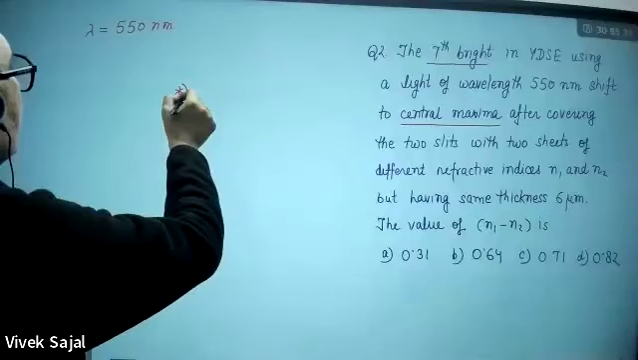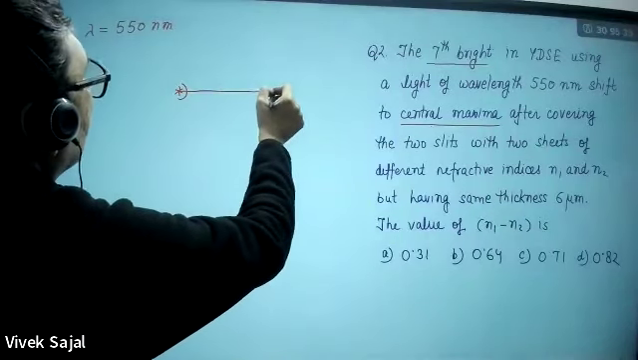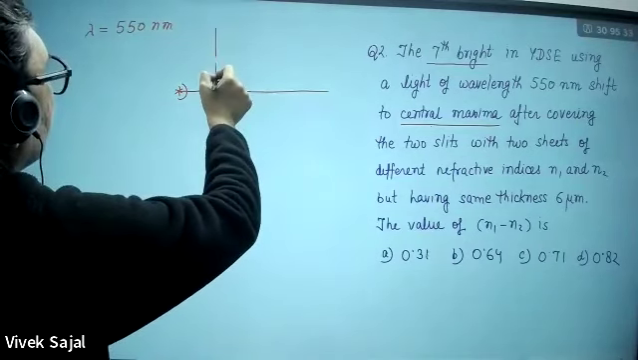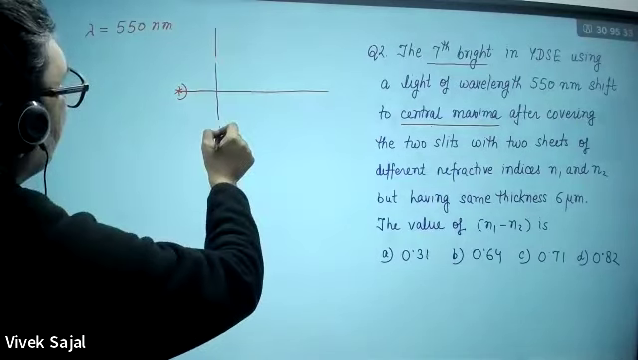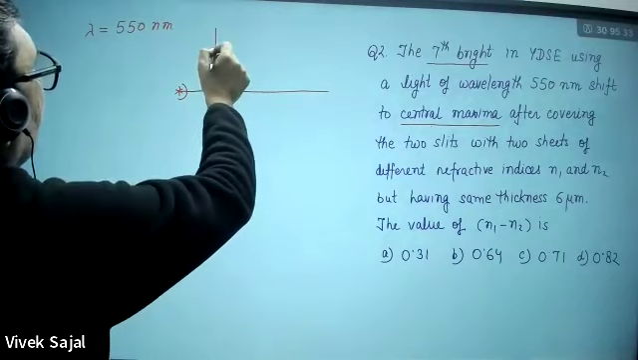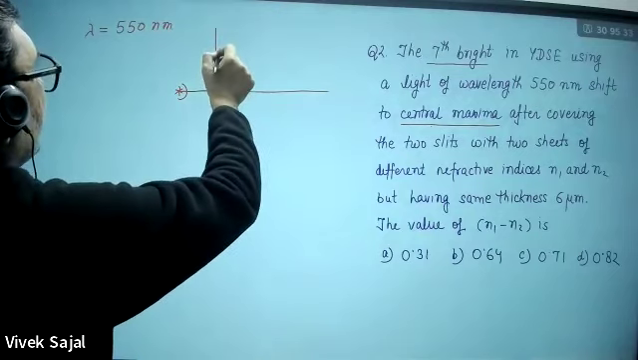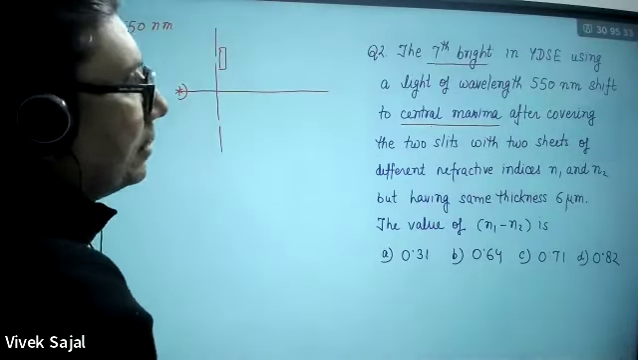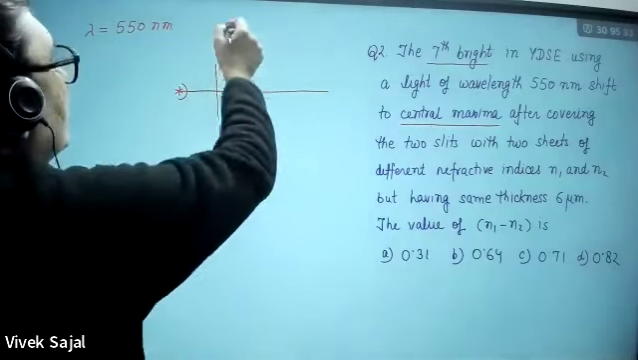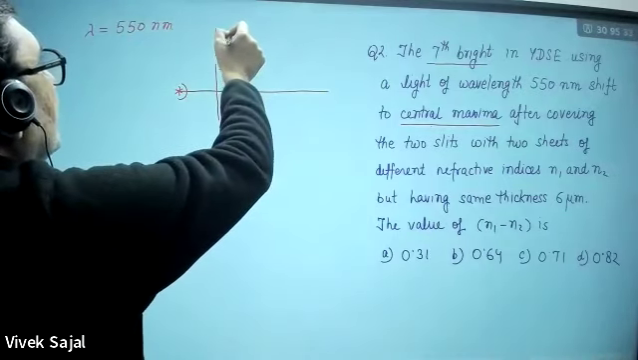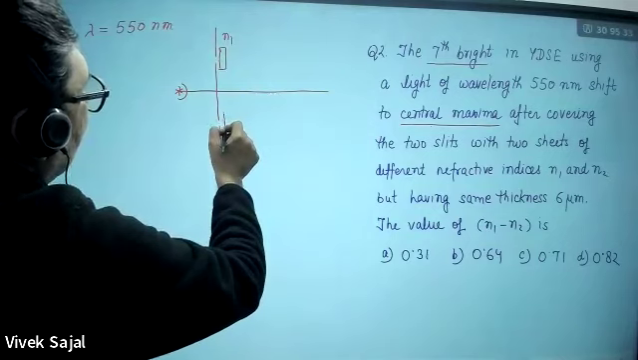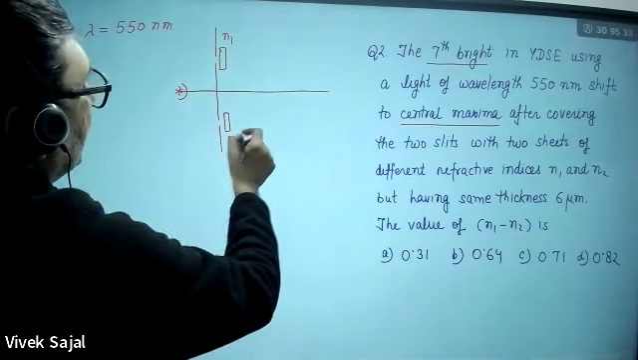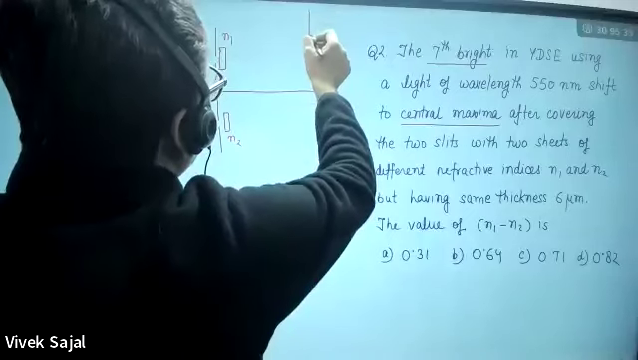So here, this is the source. This is the symmetrical line. Here, these are two slits, S1 and S2. And what you do here, you place one of the mica sheets here. Its refractive index is, you say, N1. Another sheet is placed here. That is N2. And the screen is here, and what happens?